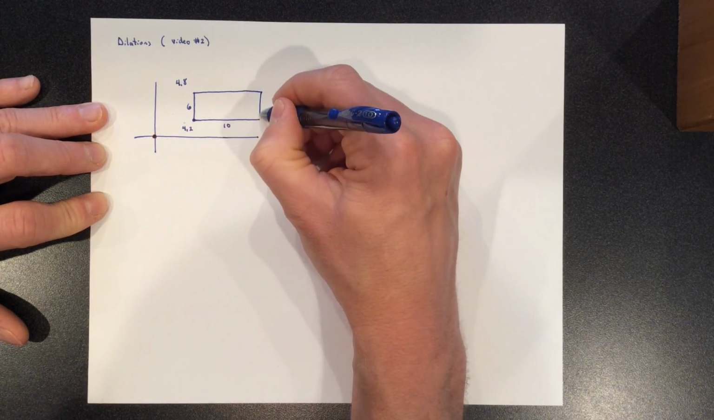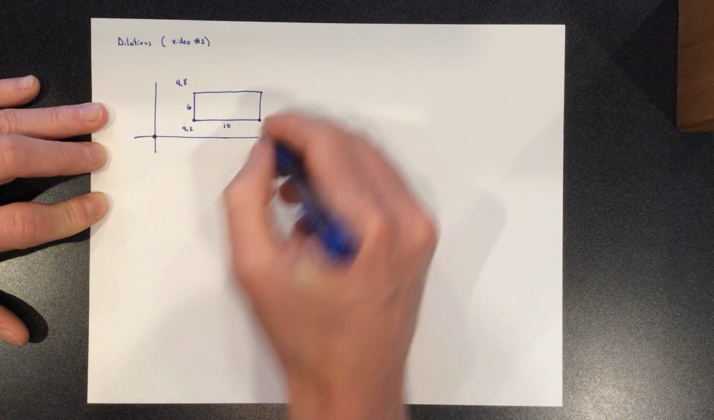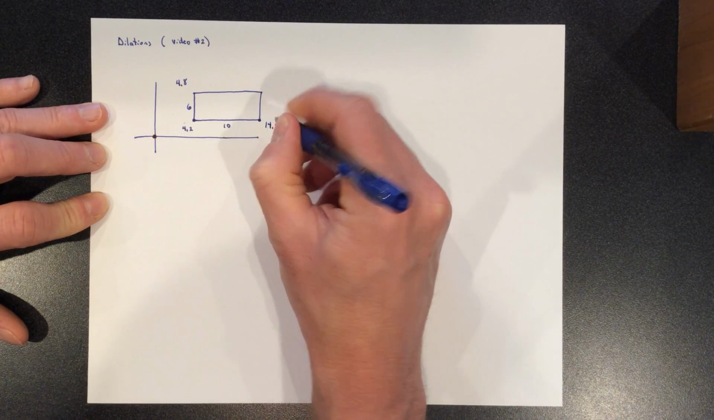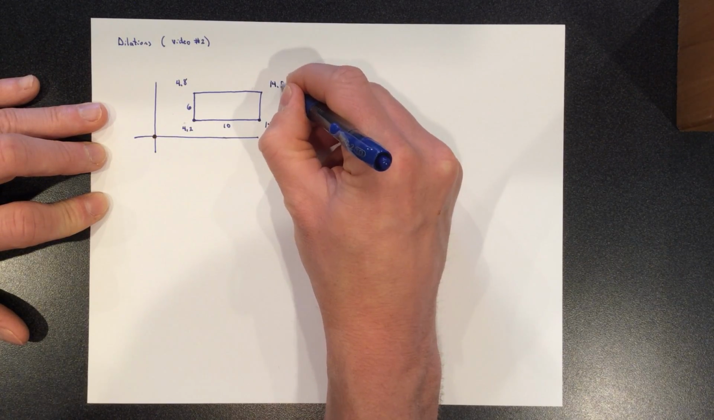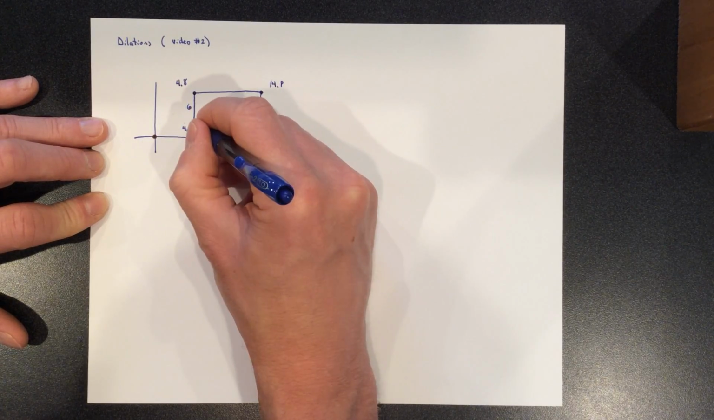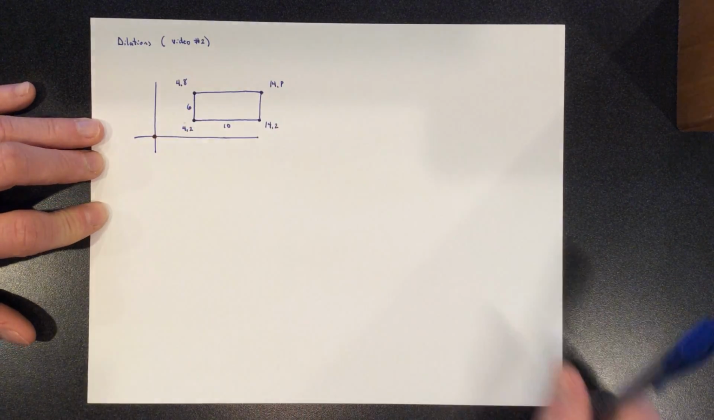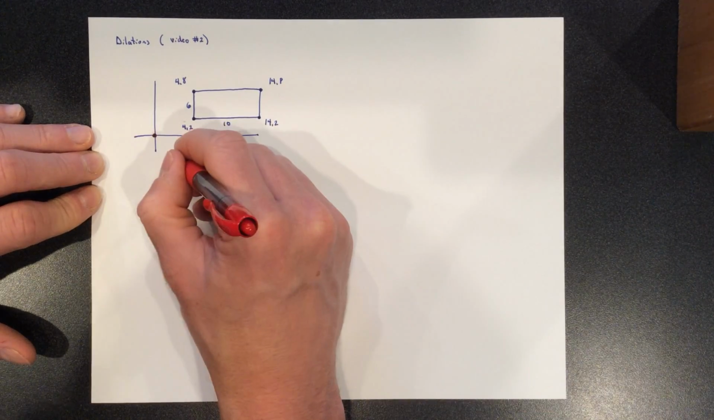Have some practice, see if you can figure out these other ones. Remember, if this is 10 long from 4, 2, then now it's at 14, 2, and if you're going 6 up from here, you're at 14, 8. So you can get those 4 coordinates. You make sure it all makes sense. It's a rectangle that's 6 by 10.